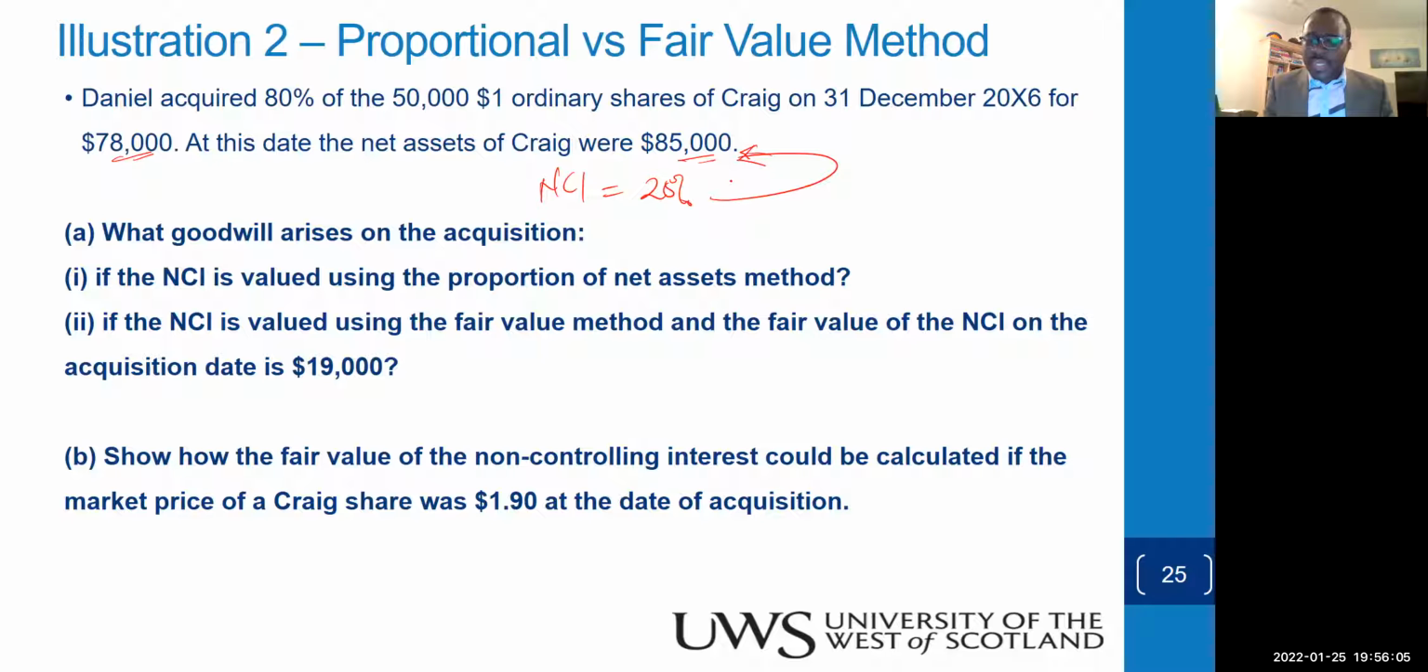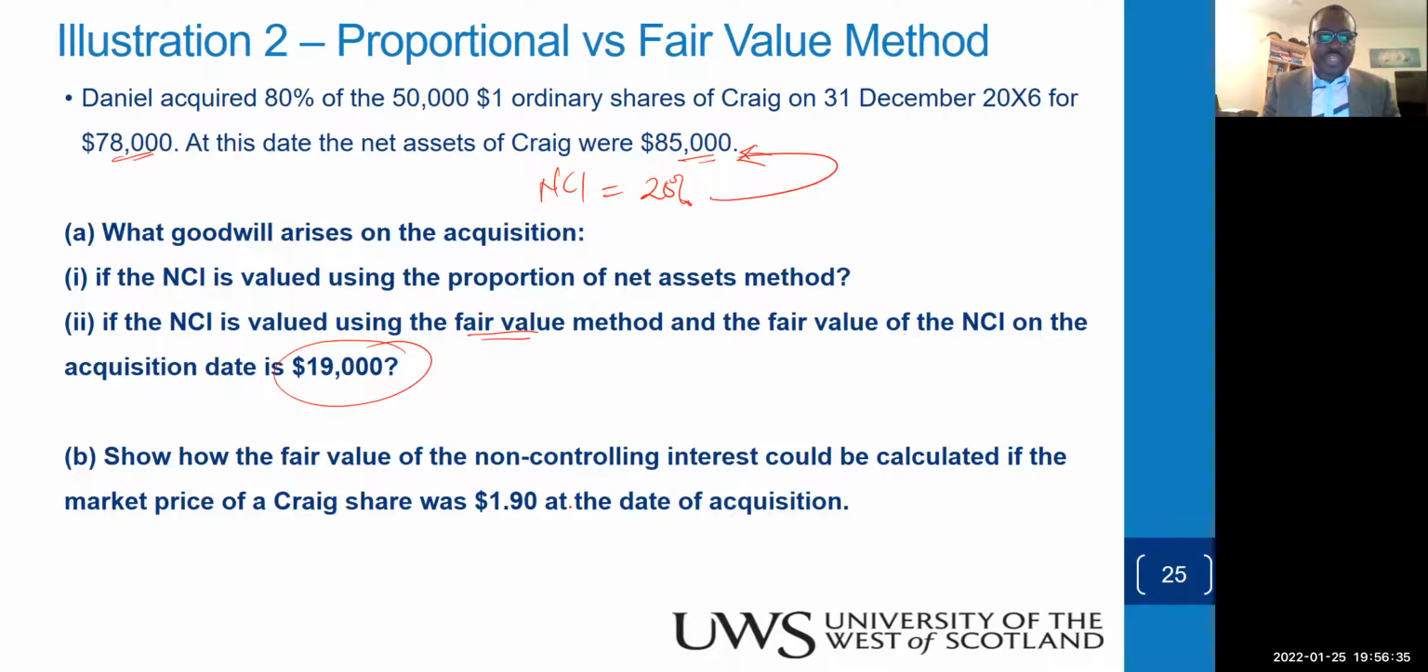What goodwill will arise on acquisition if NCI is valued using the fair value? And we are told that the fair value is 19,000. This is similar to the question we looked at where NCI at fair value was 2 million. Show how the fair value of the NCI could be calculated if the market price of Craig was 1.9 at acquisition. Quite straightforward. Very easy.